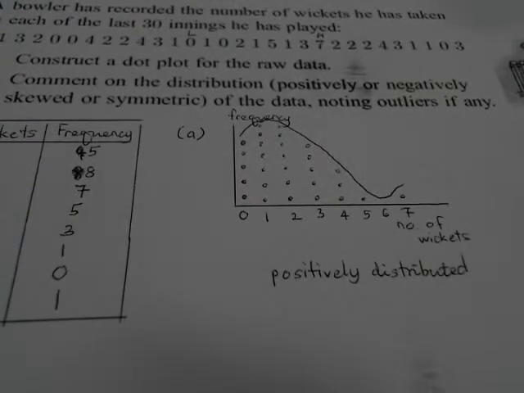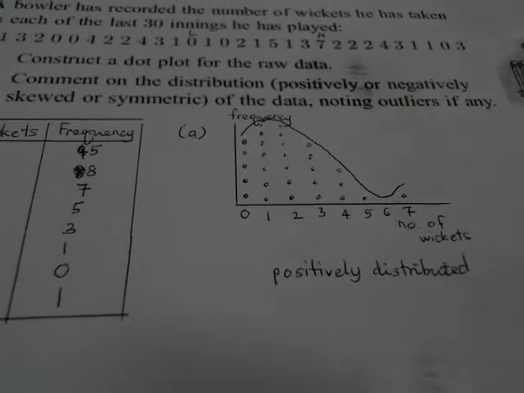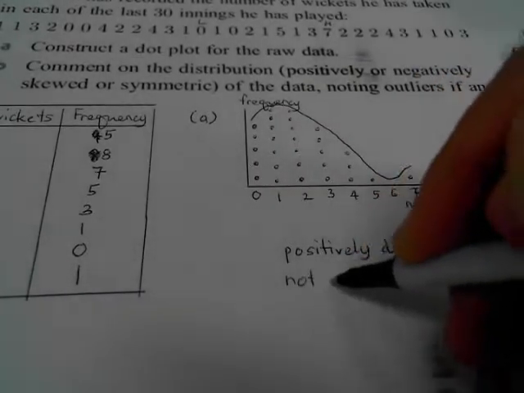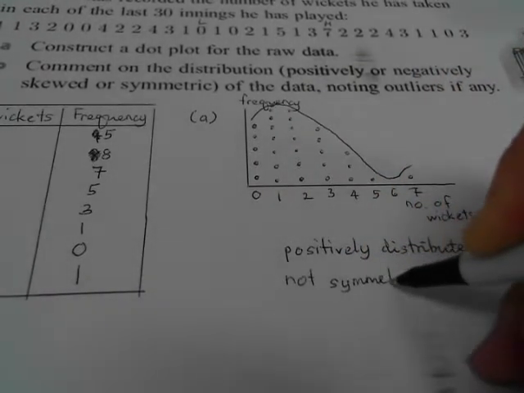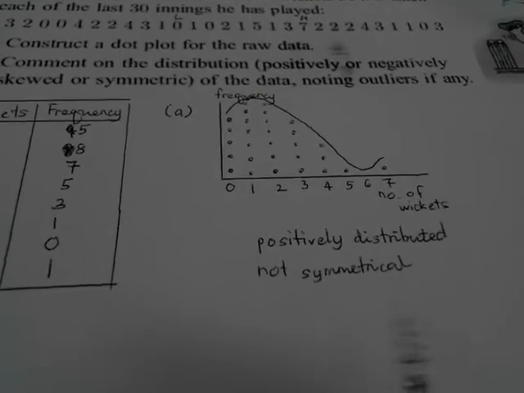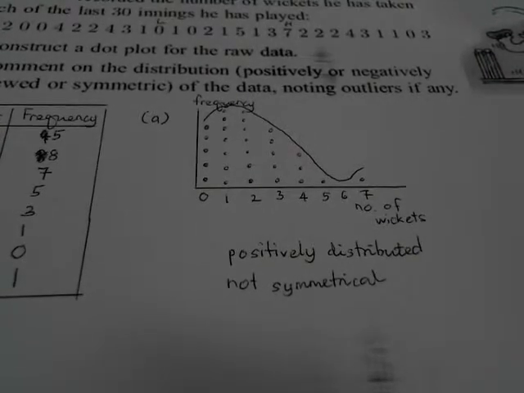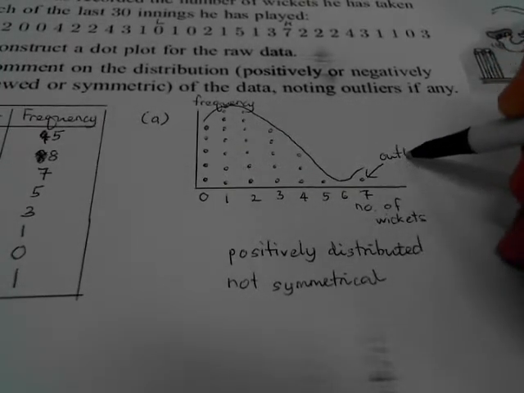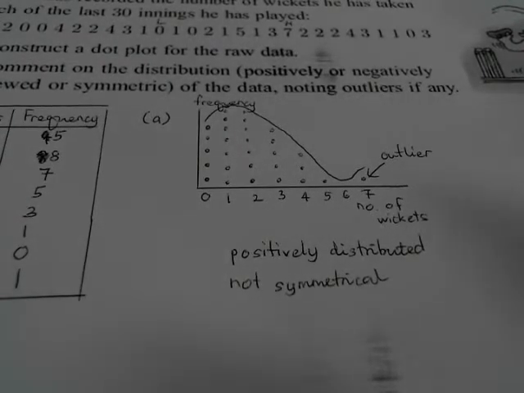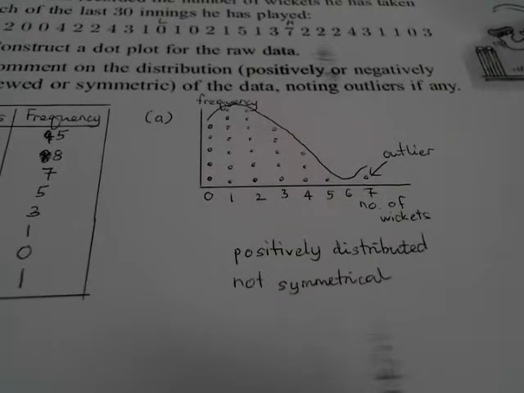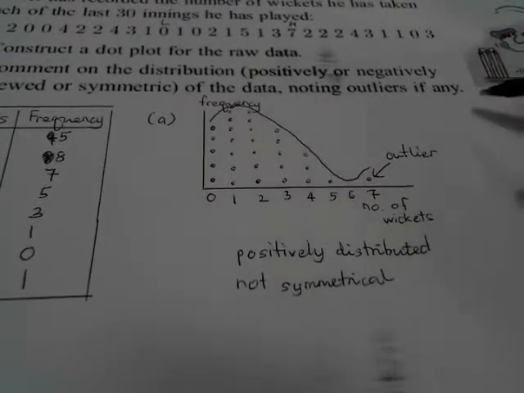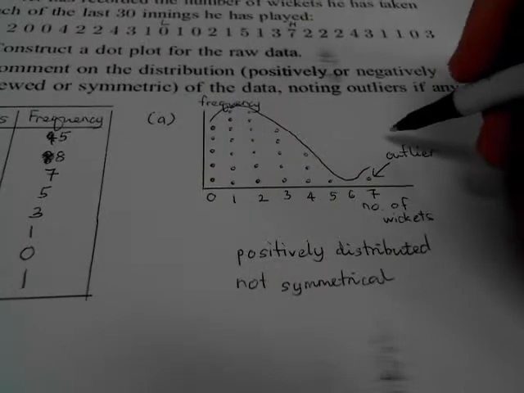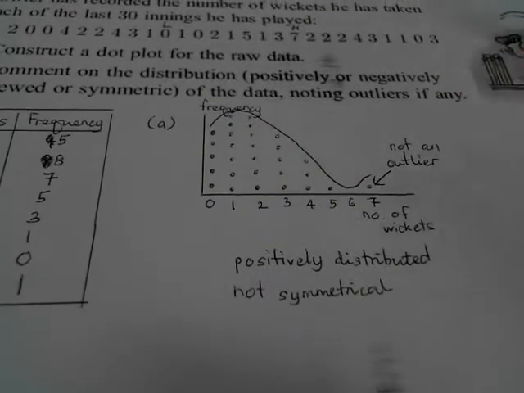Is it symmetrical or not symmetrical? It's not symmetrical. Good. Any outliers, do you reckon? 6 and 7, the number of wickets. Yep. So potentially this will be our outlier, but again, it's not really an outlier. You might think of it, but it's not too big, it's not too small, it's just nice. So if we think that this is an outlier, it's actually not an outlier, because it's part of the data.